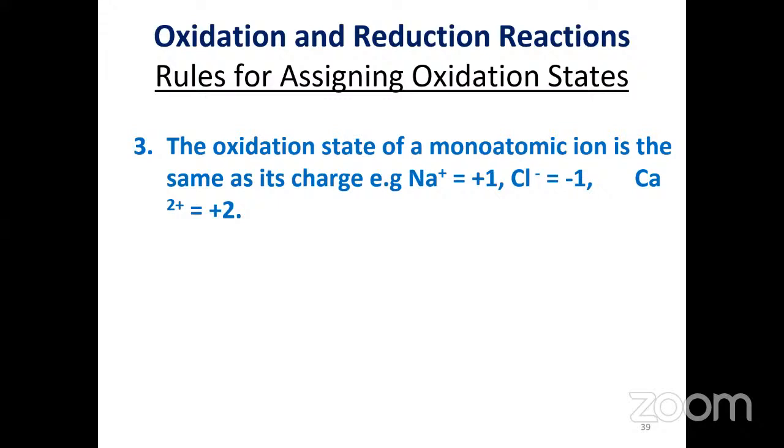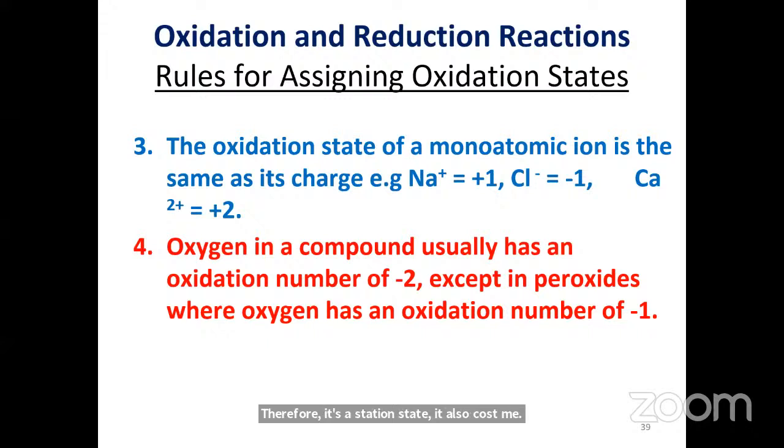Number 3, the oxidation state of a monoatomic ion is the same as its charge. Monoatomic, that is one atom. So for instance, Na+, the charge on it is +1, the oxidation state is +1. Cl-, the charge on it is -1, its oxidation state is -1 as well. Ca2+, the charge on it is +2, therefore its oxidation state is also +2.